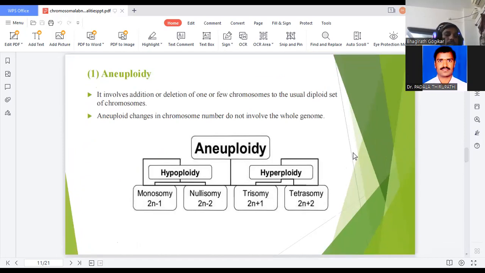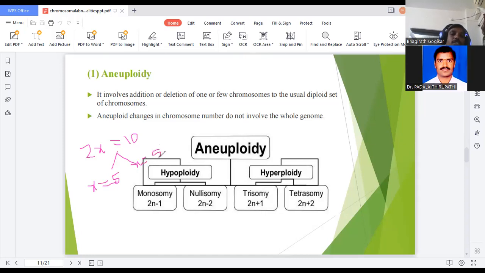Aneuploidy means any addition or deletion of one or a few chromosomes from the diploid set of chromosomes. So, for example, a diploid chromosome set containing 2x = 10, at the time of meiosis, produces two gametes, one with x = 5 and another gamete with x = 5.